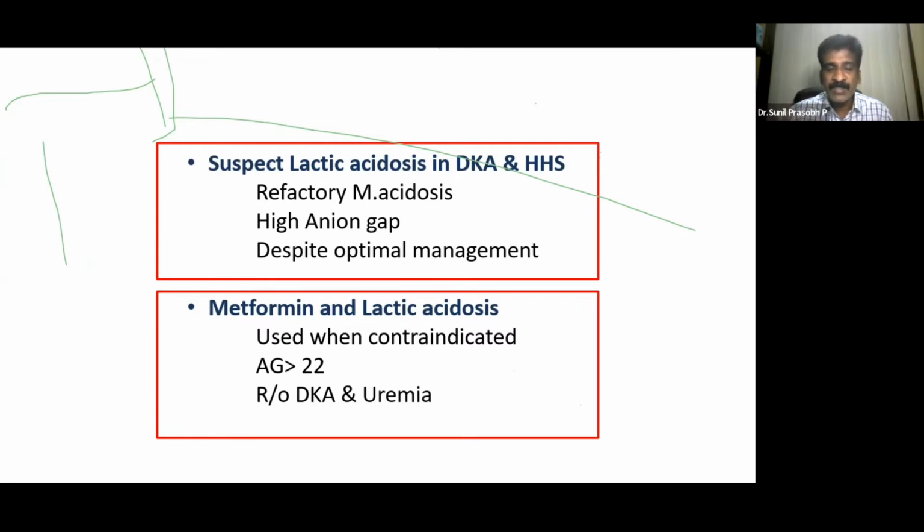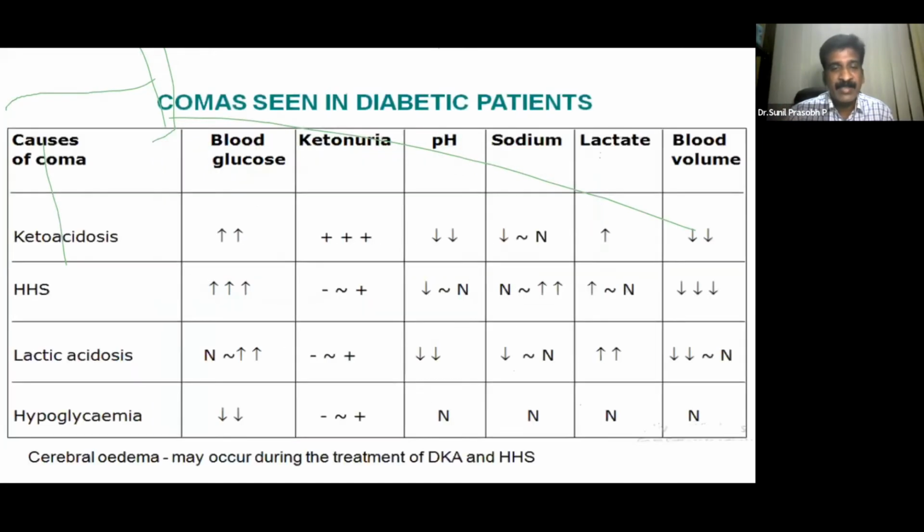And in such patients, if you have a high anion gap metabolic acidosis, always think of the possibility of metformin-associated lactic acidosis. So all the complications, if you take them together, the diabetic hyperglycemic comas you see, the most important things: in hypoglycemia, blood glucose will be low. In all others, the blood glucose may be high.